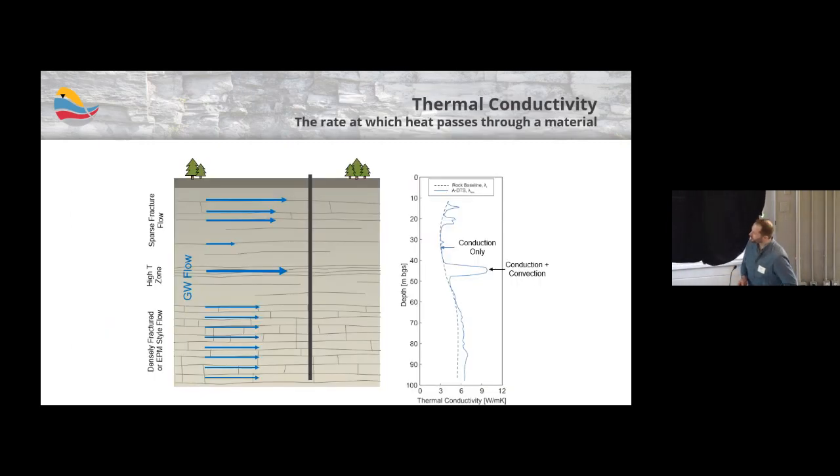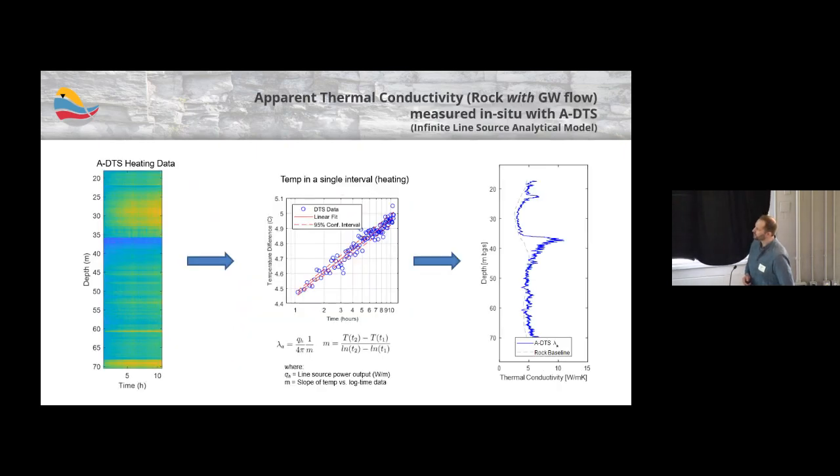So if we go back to this cartoon here, this blue line, which includes the effect of conduction and convection from groundwater flow, this is what we're measuring with the A-DTS method. So this is a fairly quick talk, and I won't go into too much detail here, but to give you a quick sense of how we analyze the data, the plot on the left represents the temperature output from one of these active tests.